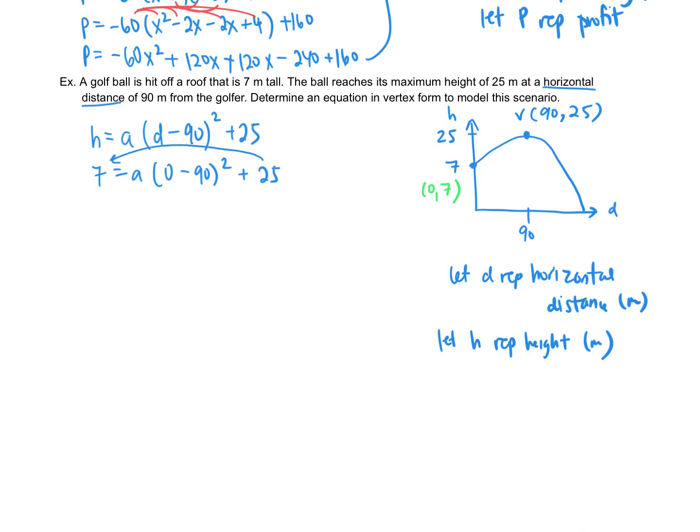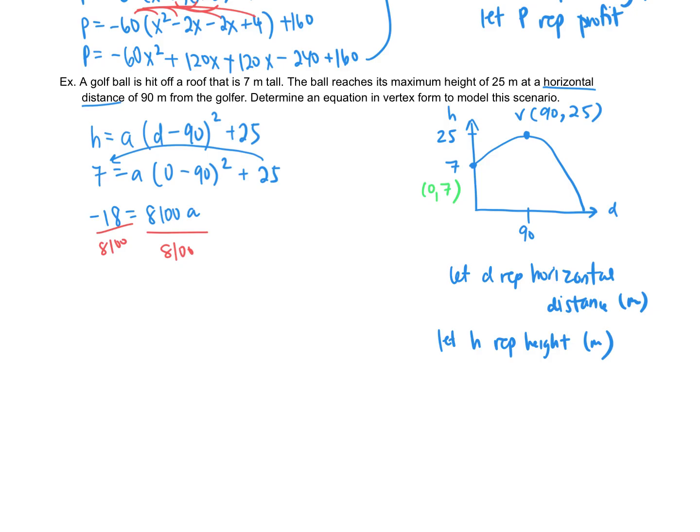I'm going to bring that 25 over to the other side. 7 subtract 25 is negative 18. And then cleaning up the bracket, 0 minus 90 is negative 90. And negative 90 to the power of 2 is 8,100 times that a. And now we'll divide both sides by 8,100.